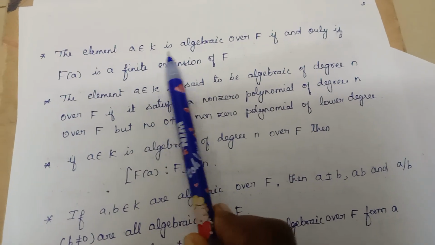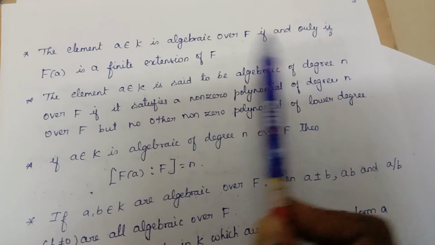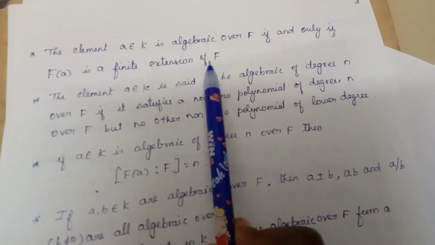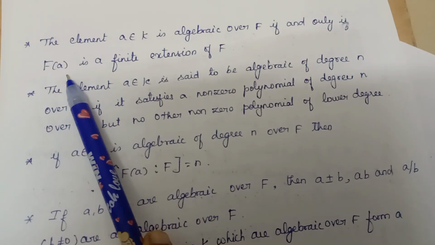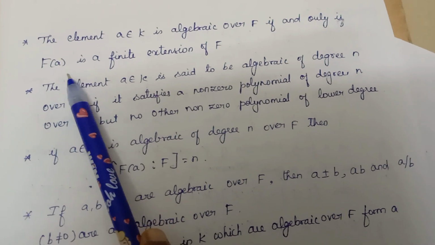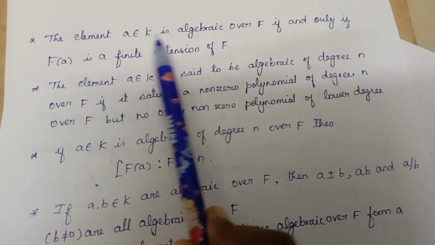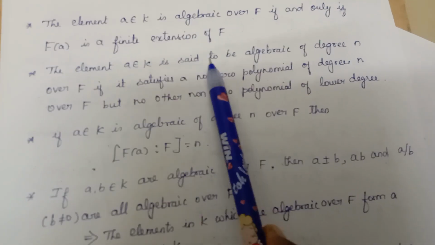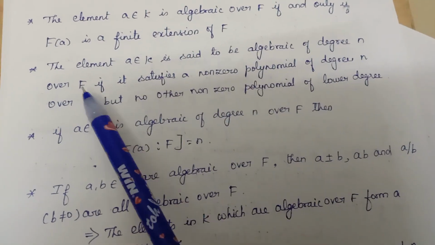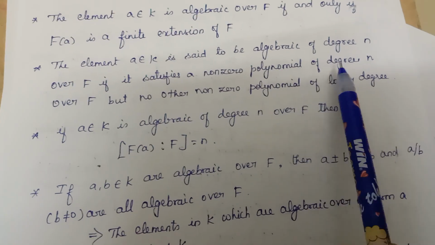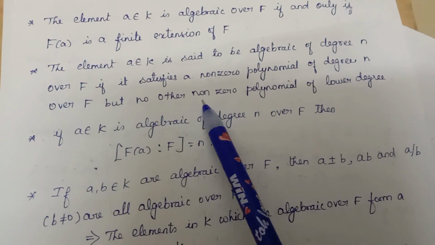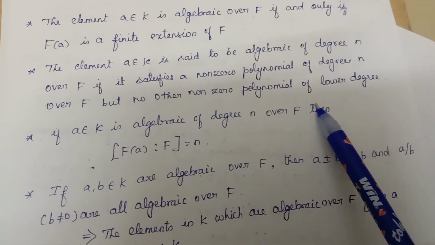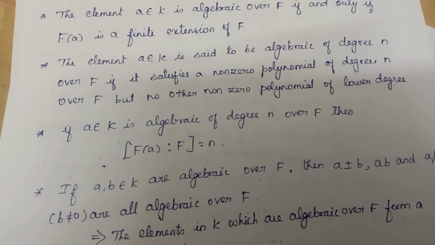When will you say an element is algebraic over F? If and only if F of A is a finite extension of F. That is, by adjoining that element, you will be getting one field, and that should be a finite extension. Then only it is said to be algebraic. The next one is, an element is said to be algebraic of degree n if it satisfies a non-zero polynomial of degree n over F, but no other non-zero polynomial of lower degree. That we know, isn't it?